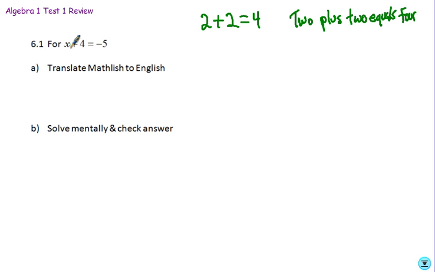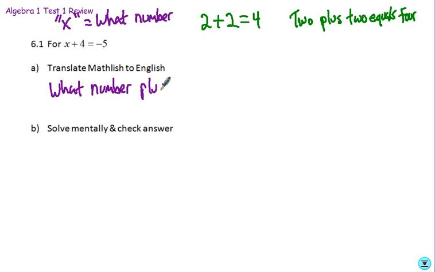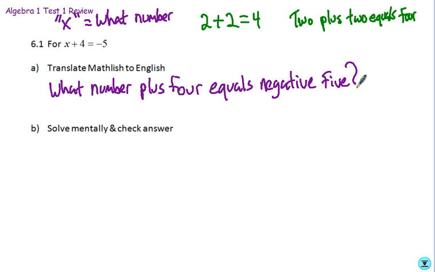Now, x, what does x represent? X represents an unknown quantity, an unknown number. And the way we're going to write this is we're going to say, what number? Because that's what we're trying to figure out. We're trying to figure out what number plus 4. So all I'm doing is writing this out in words. As I'm speaking it, I'm writing: what number plus 4 equals negative 5. And it's a question because we're asking that question. What number plus 4 would equal negative 5?